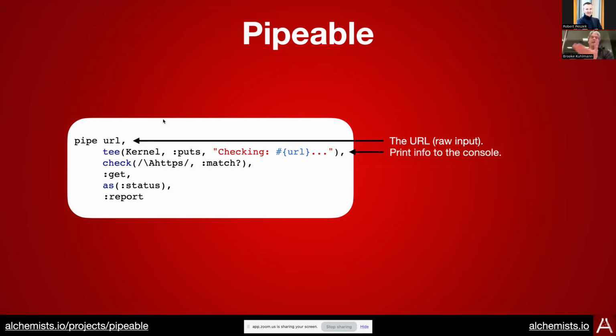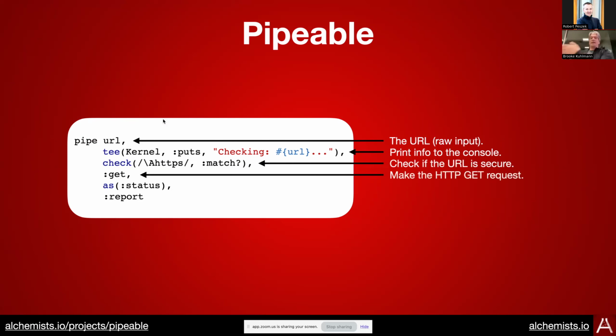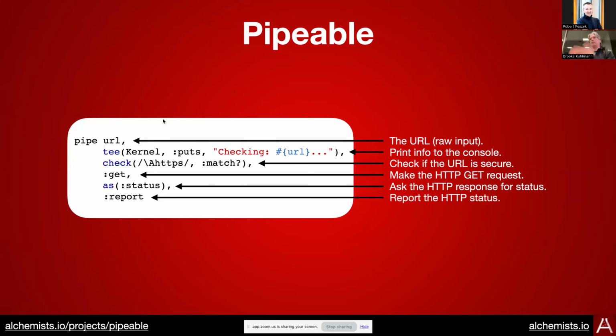Then we have T just spinning out to the console. The check is doing the pattern match. Get is making that request. As is doing the casting, converting the HTTP response into a status object, which we can then ask to see what its code is and then report that.